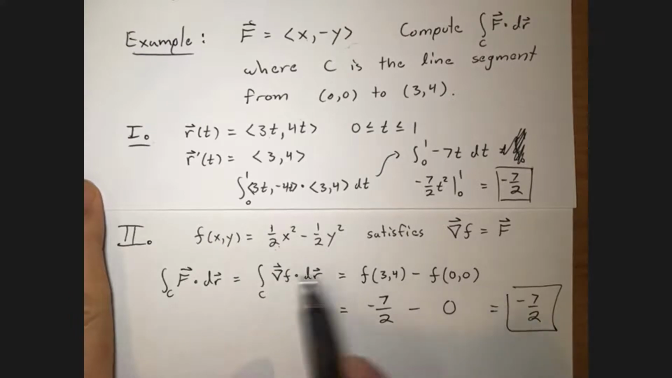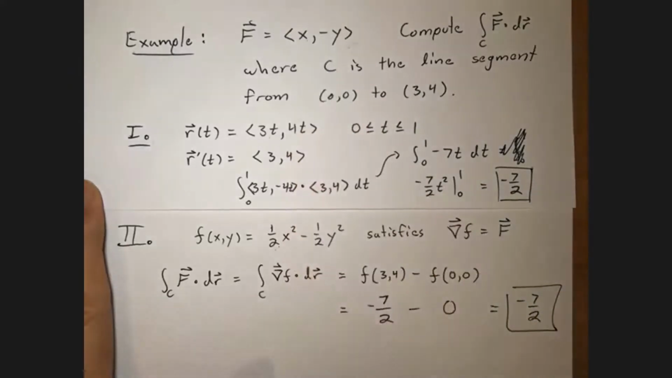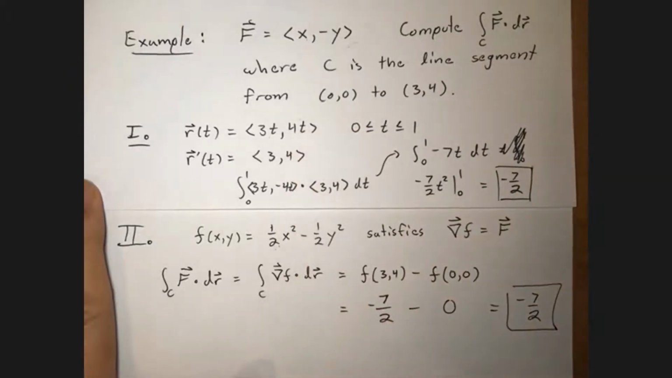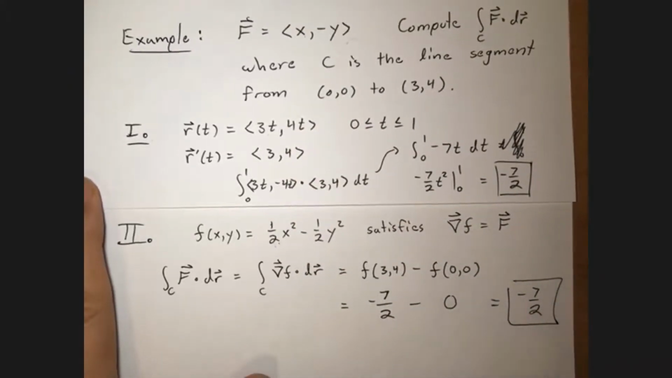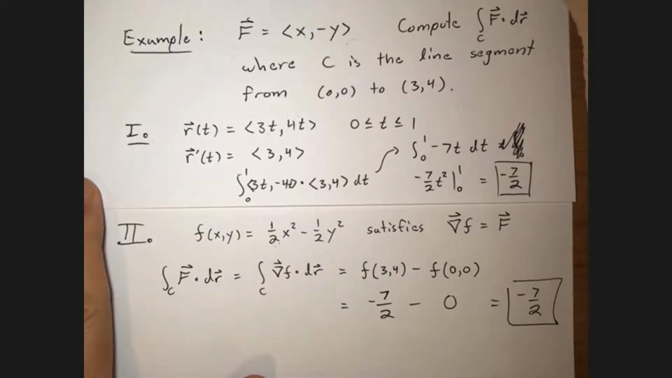We're just finding a function whose gradient happens to be the thing we started with. And if you can do that, you can't always do it. All right, it's not always going to be doable. If it's not a conservative vector field, can't do it. But if it is a conservative vector field, we can do that, and we can get our answer very easily. Okay, so that is fantastic.